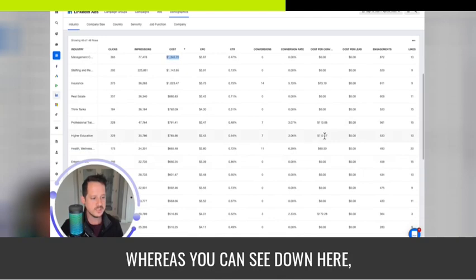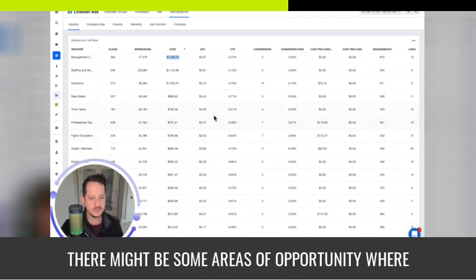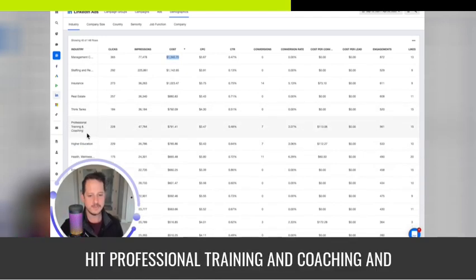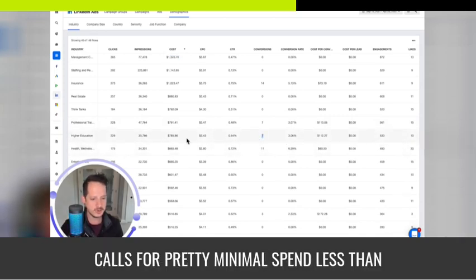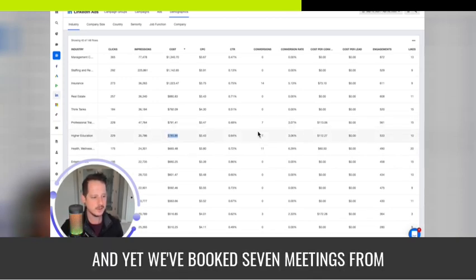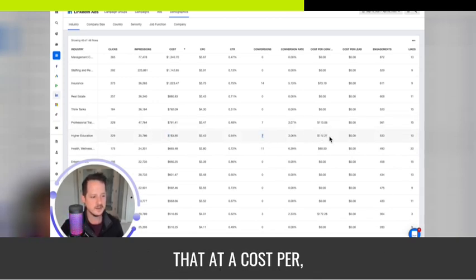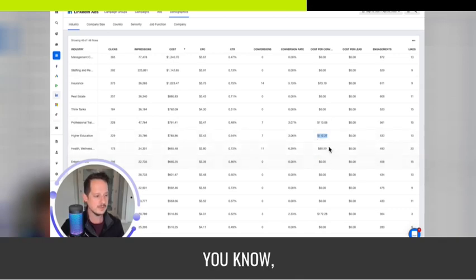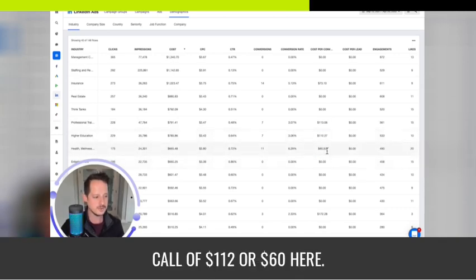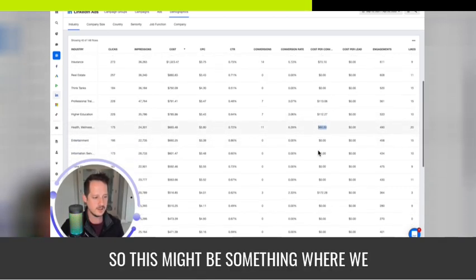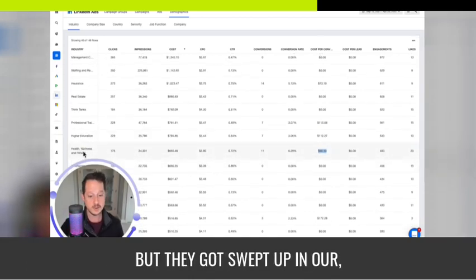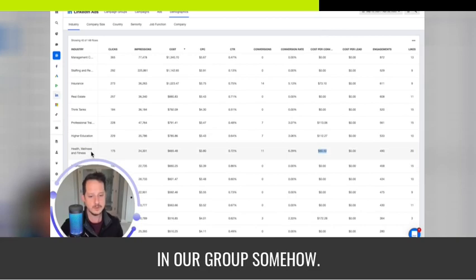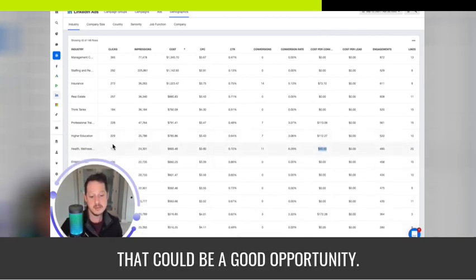Whereas you can see down here, there might be some areas of opportunity where we had some money hit professional training and coaching and higher ed, and we've had multiple booked calls for pretty minimal spend. Less than $1,000 hit this group, and yet we've booked 7 meetings from that at a cost per call of $112 or $60 here. So this might be something where we weren't intentionally targeting them, but they got swept up in our group somehow. But now we're seeing that that could be a good opportunity.